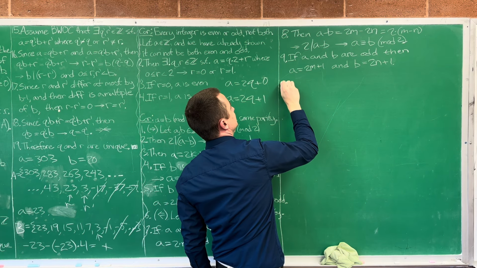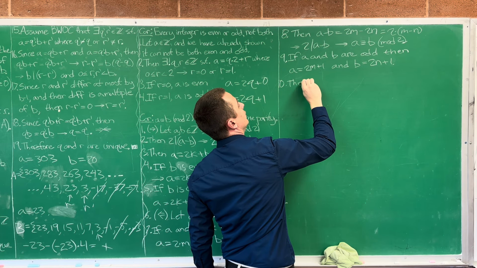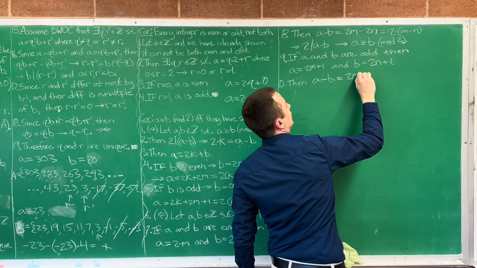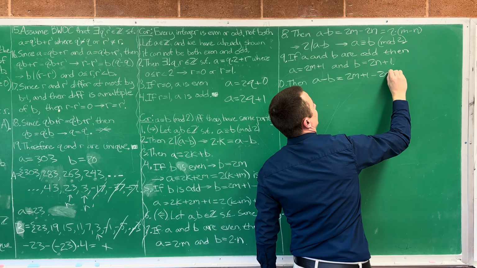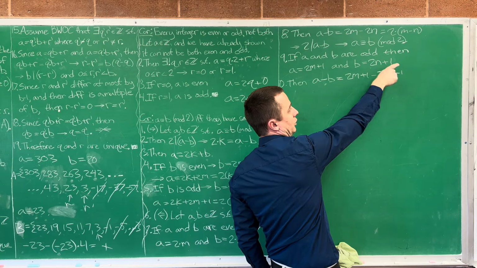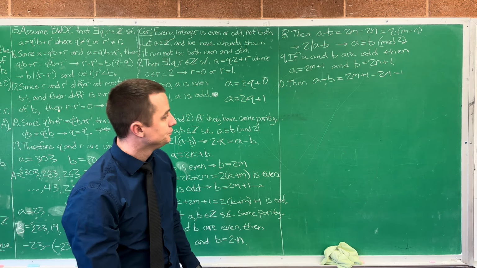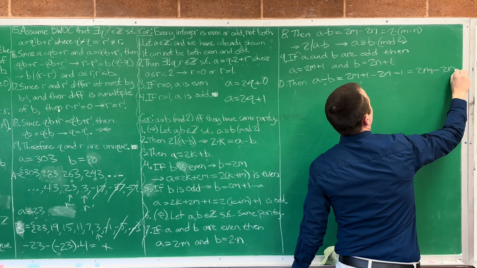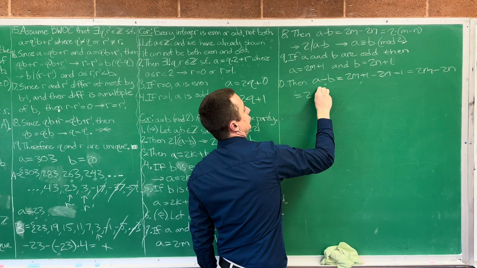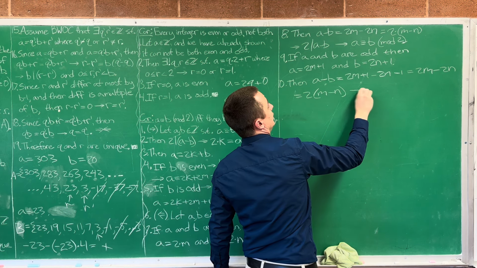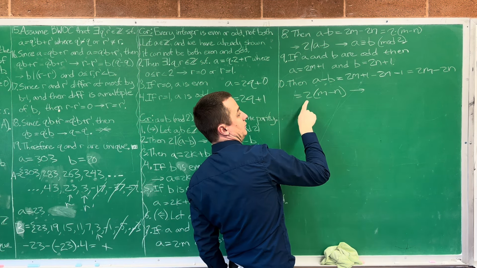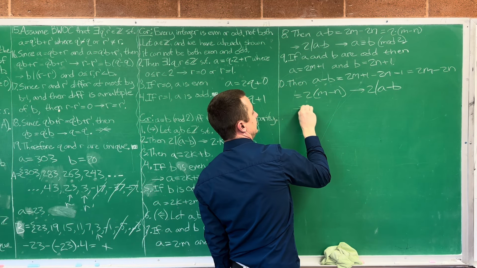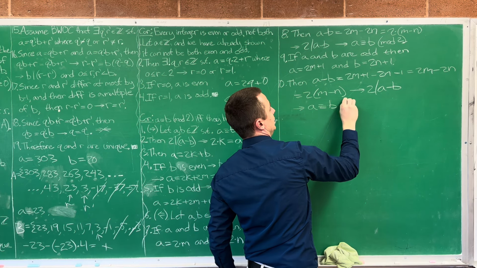Then what? Their difference A minus B is 2m plus 1 minus 2n minus 1. Don't forget to distribute your negative to all of B, since we're doing minus B. So the ones cancel out, and so we get 2m minus 2n, factor out the 2. That's equal to 2 times m minus n, which gives me that A minus B is equal to 2 times an integer, or in other words, 2 divides A minus B, which gives me that A is congruent to B mod 2.